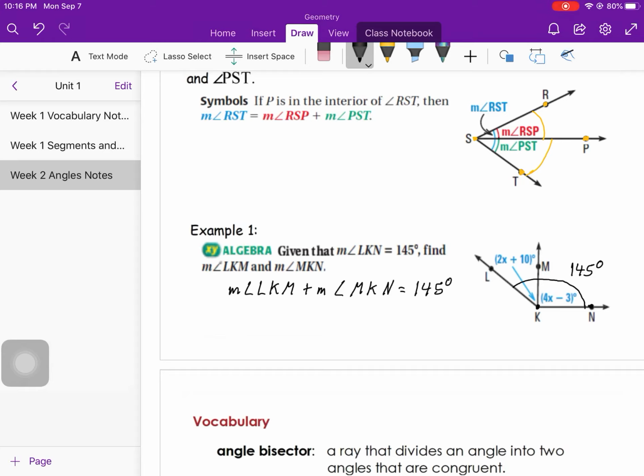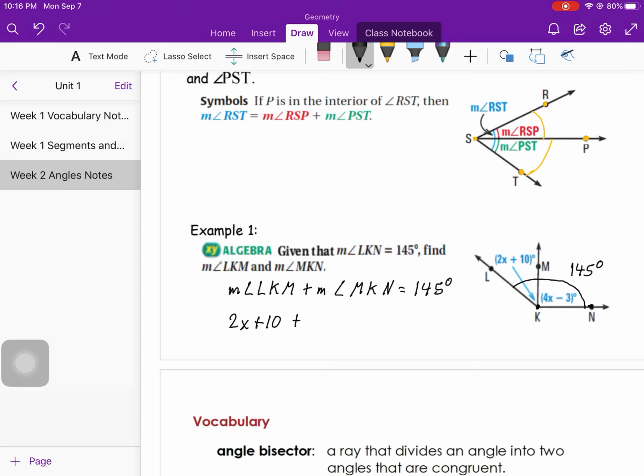So now we're just going to substitute out what the smaller angles equal, and right now we know that this one is 2x plus 10, and then MKN is equal to 4x minus 3, and together they equal 145. So we just took these values right here for the angle measures, and we substituted those in. Now we're just going to add up like terms and solve for x. So on the left side, 2x and 4x come together to make 6x. 10 and minus 3 come together to make plus 7, equal to 145.